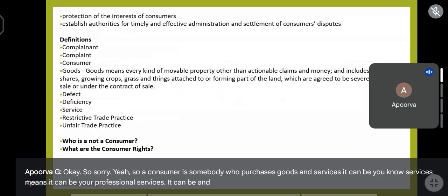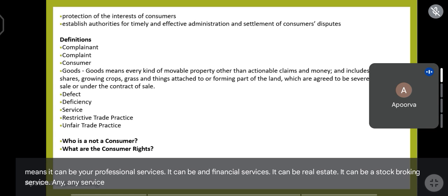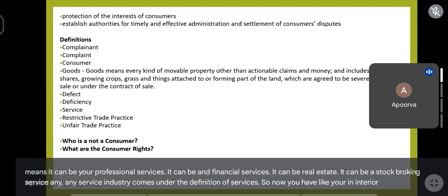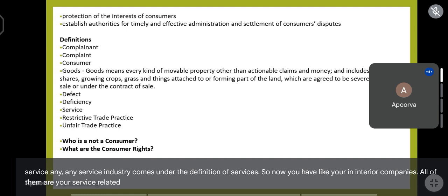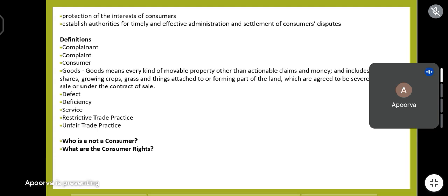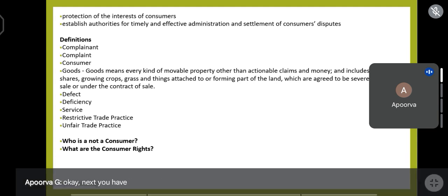And financial services, it can be real estate, it can be a stockbroking service. Any service industry comes under the definition of services. So now you have your interior companies, all of them are your service related companies.